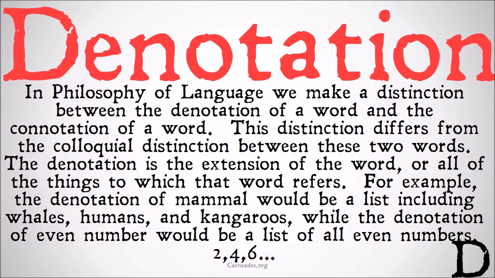The denotation is going to be, in philosophical terms, the extension of a word, or all of the things to which that word refers. For example, the denotation of the word mammal might be a list including whales, humans, and kangaroos, etc., while the denotation of even number would be a list of all even numbers, 2, 4, 6, 8, and so on and so forth.